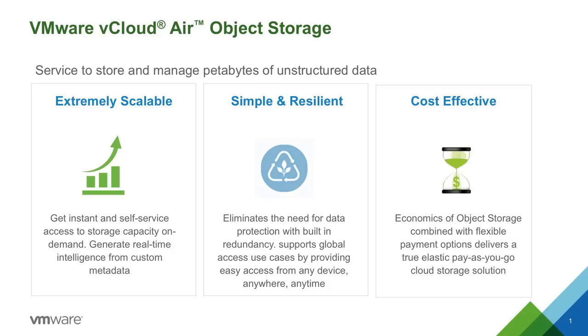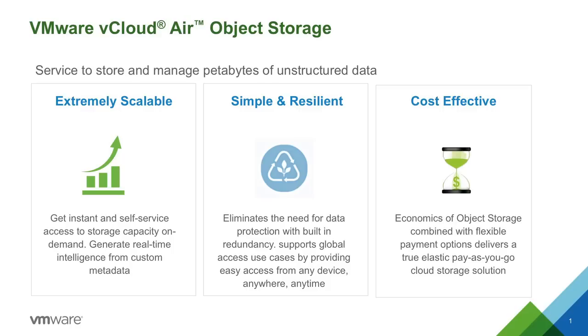Object storage is great for storing unstructured data like documents, images, video, and music files, and is greatly outpacing the growth of structured data. The VMware Object Storage solution is compatible with the Amazon S3 APIs, including lifecycle management and versioning features to simplify and reduce management overhead. Data durability is 11 nines per object, and data can be accessed via HTTP and HTTPS. The service is simple to use, easy to set up, and is exceptionally durable and available, with built-in redundancy that eliminates the need for data protection. The service supports global access use cases with easy access from any kind of device.